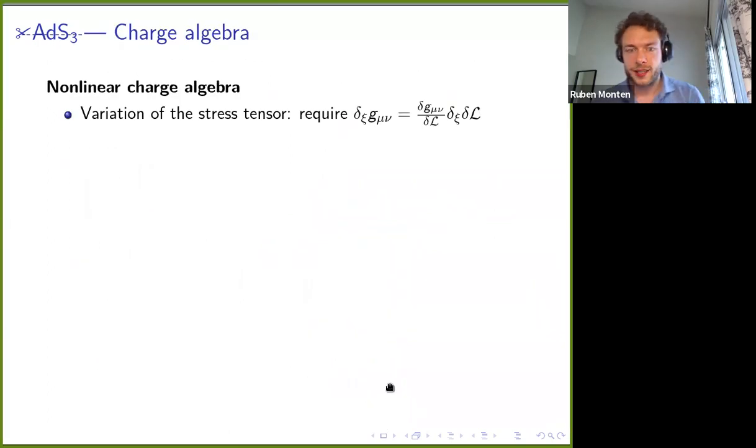Nevertheless, we can move forward and try to calculate the charge algebra, the algebra of these Qs here. Step one: because the charges are constructed from integrating the stress tensor over the boundary, we need to know how the stress tensor transforms. We can extract that because we know how the metric transforms, and we know how the metric depends on the stress tensor.